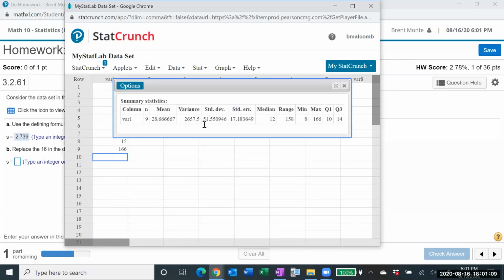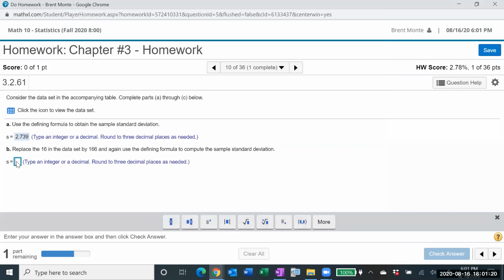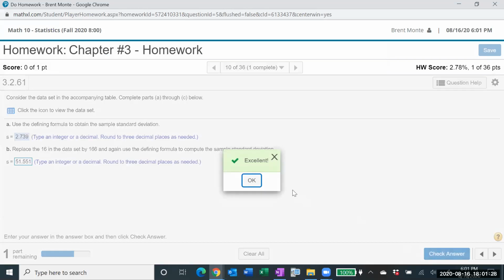This time the standard deviation, 51.550. Next number is 5 or bigger, so I round that up to a 1. So 51.551. Let's check that. Hey, we got that right as well.